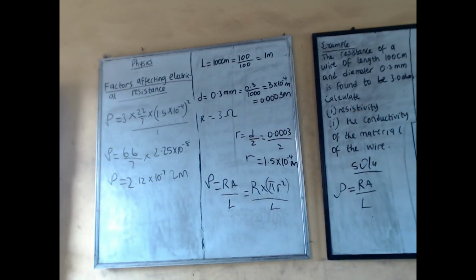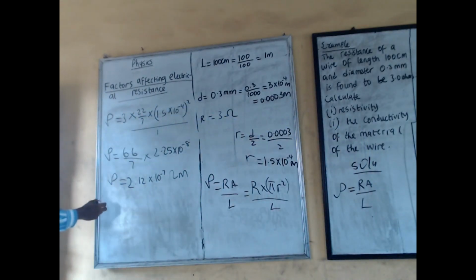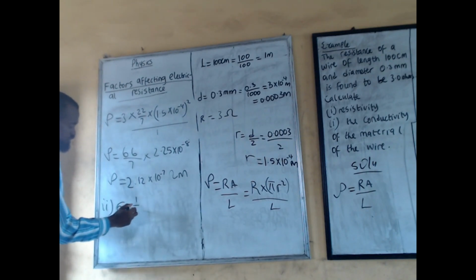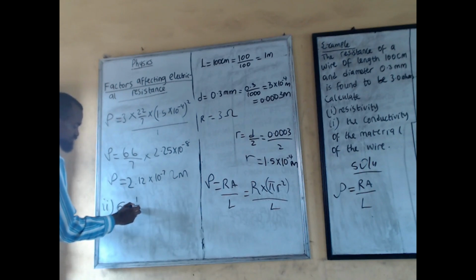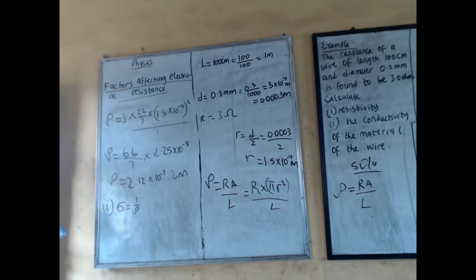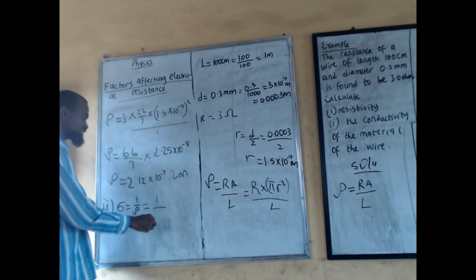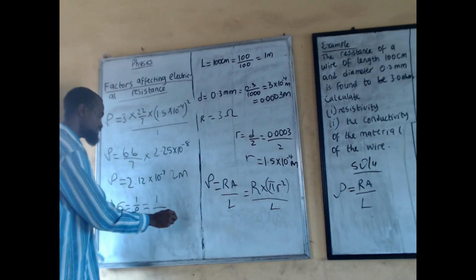The other part is what is the conductivity of the material? Let's not work on what we have done. We say conductivity is related to resistivity, which was given as conductivity is equal to the reciprocal of resistivity. This is our resistivity. 1 over resistivity. The conductivity is equal to 1 over resistivity. 1 over our resistivity, which we have calculated, is 2.12 times 10 raised to the minus 7.